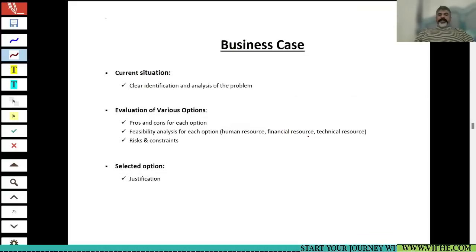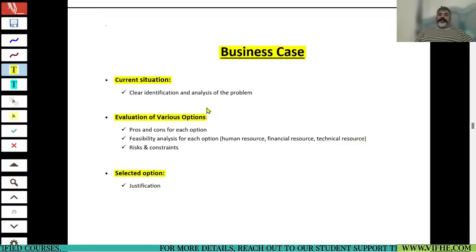Now, there is something called a business case that you might be asked to prepare. This has been tested only once, and this is more specific to project management related questions. Okay. So when you make a business case, you will give the heading business case, current situation. What is the current situation or problem? You will evaluate what are the various options. So what are the options? And then in the last, your recommendation, which option would you give?